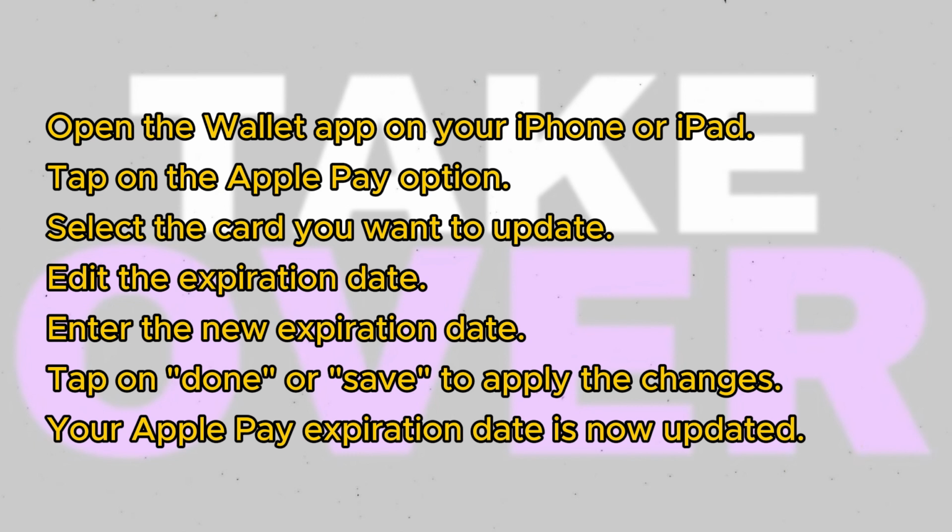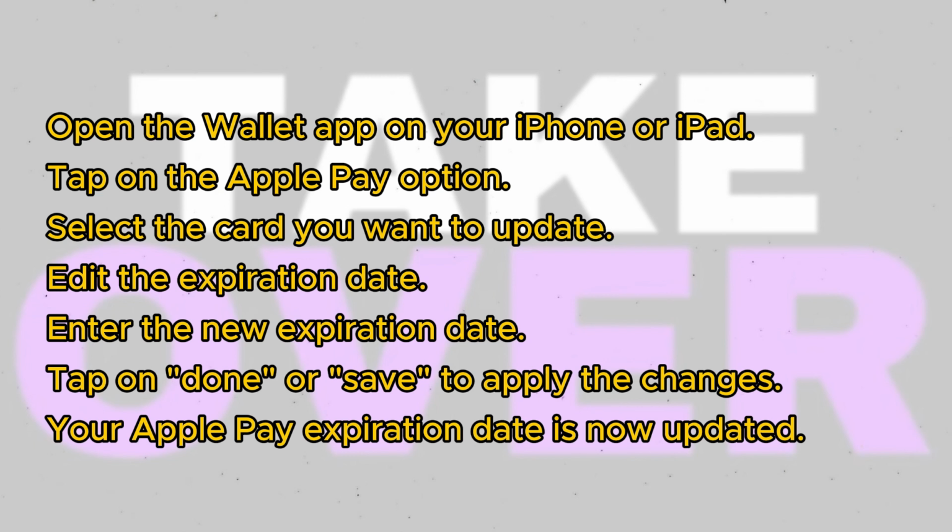Once inside the app, locate and tap on the Apple Pay option, usually found at the top or in the lower left corner of the screen. This action will take you to the Apple Pay settings. Within these settings, you'll see a list of your added cards. Identify the card for which you wish to update the expiration date and tap on it to access its details.